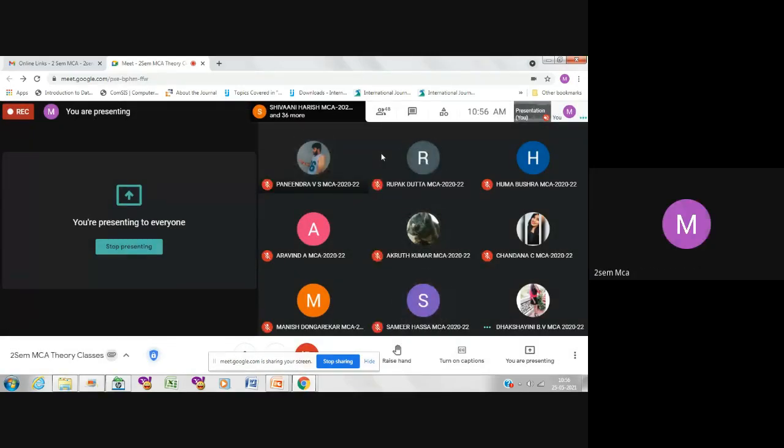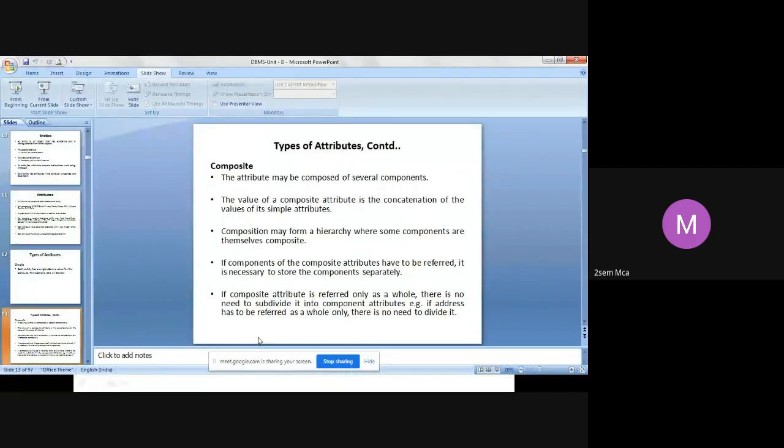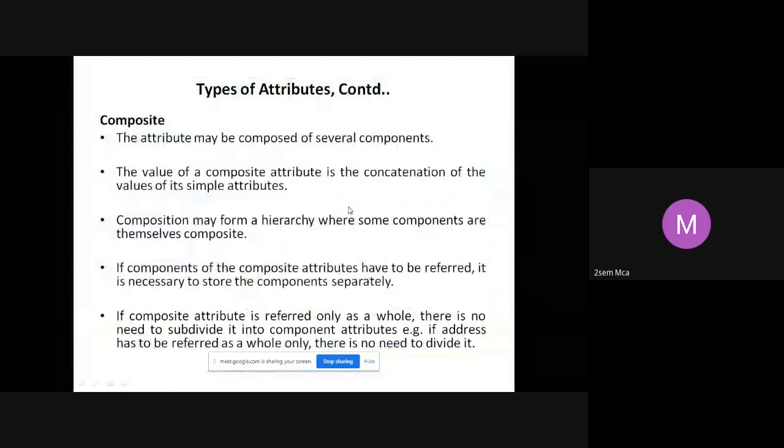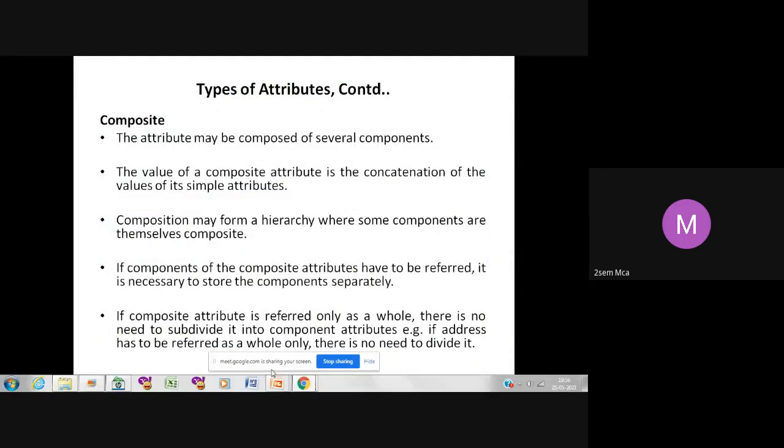Okay, all right. So last class we were discussing the different types of attributes.